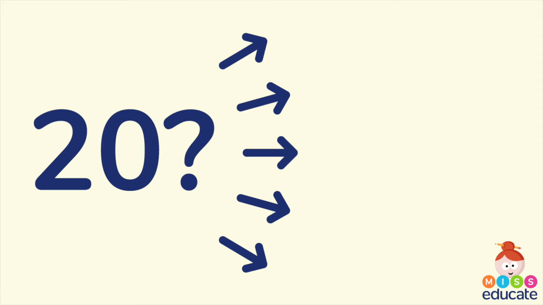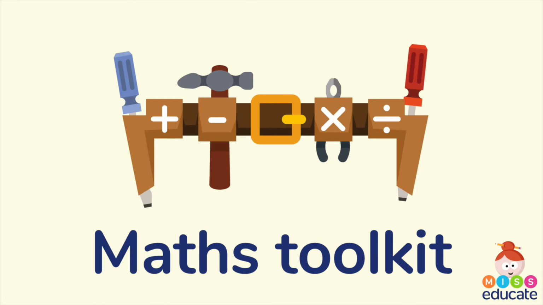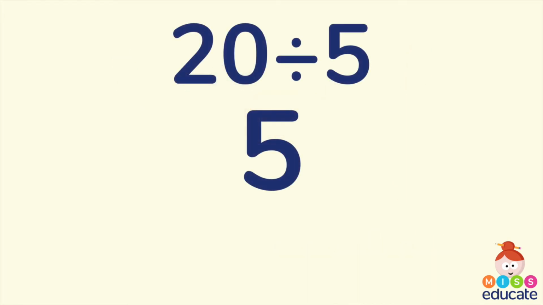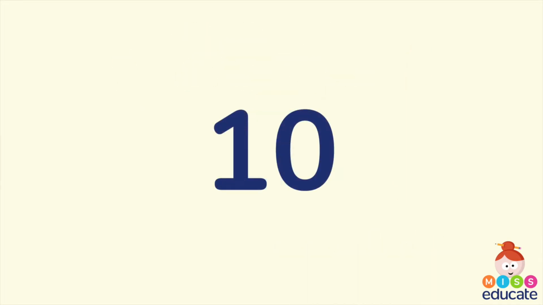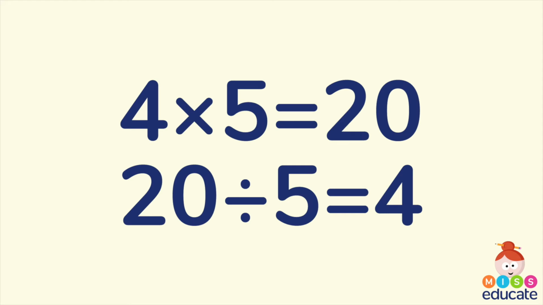Here comes that division part, and take that multiple knowledge out of your maths tool belt and count in 5s up to 20 to figure out how many 5s there are going to be in 20. Let's go. 5, 10, 15, 20. We know then that there are 4 lots of 5 in 20. So 20 divided by 5 is 4.